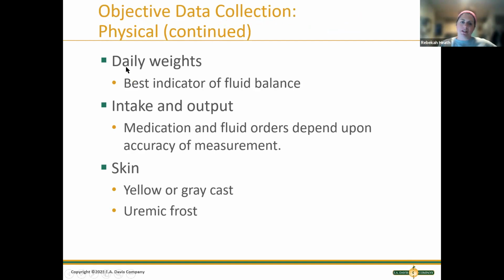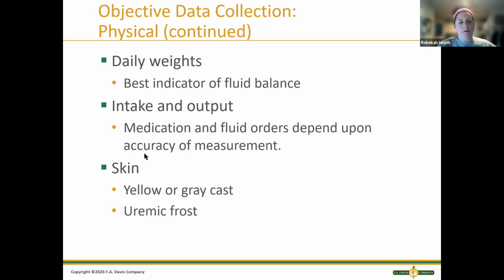And the one thing about this is we want to make sure we're weighing them at the same time. You're going to get pretty vastly different numbers if you weigh somebody in the morning versus the afternoon or at night, right before a meal, right after. So typically, most places will weigh people first thing in the morning before they've eaten. We really want to get good intake and output measurements on patients so that we know what's going in and what's coming out.